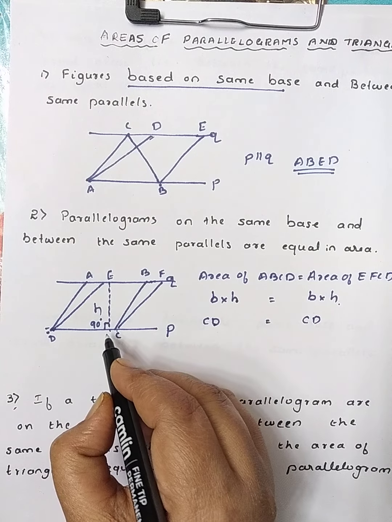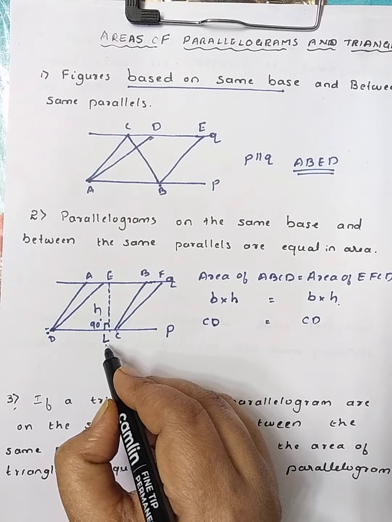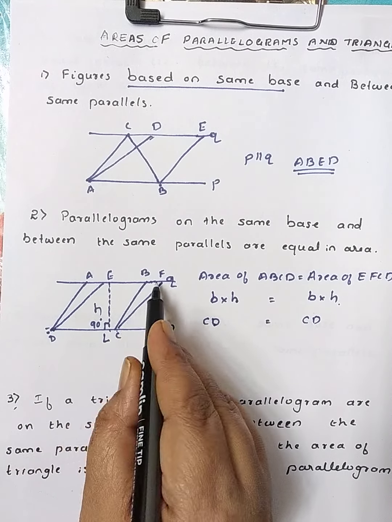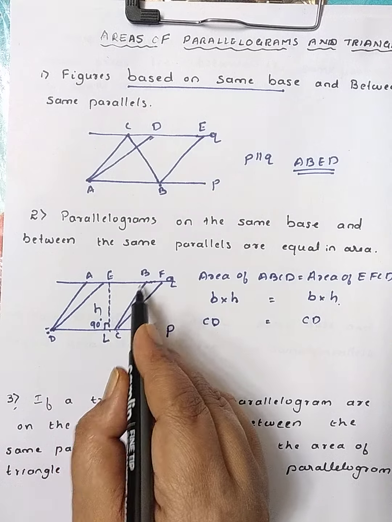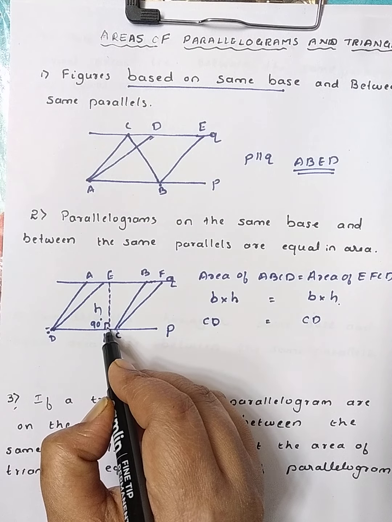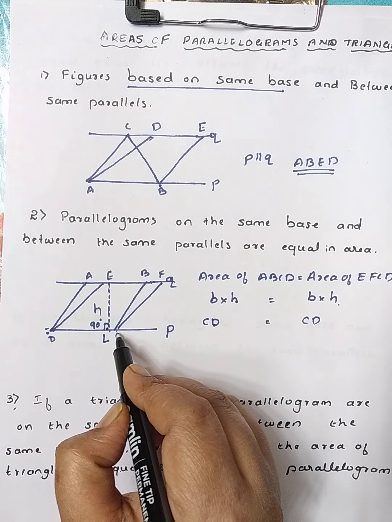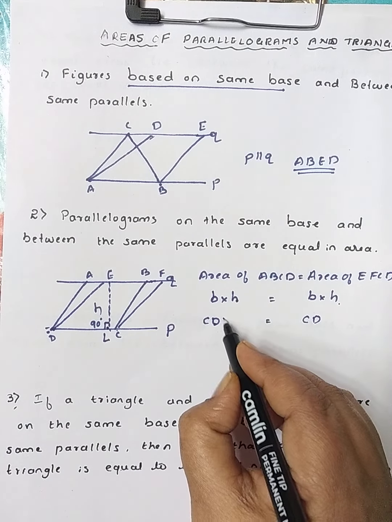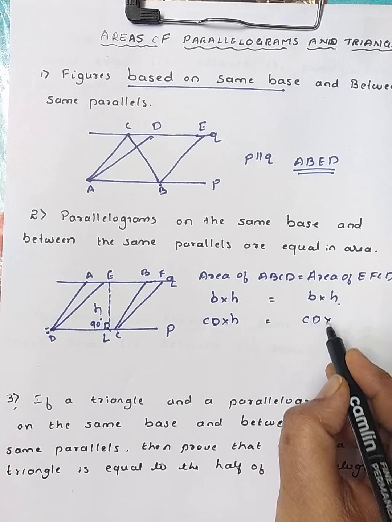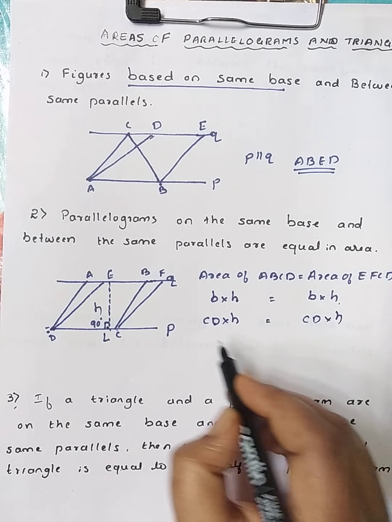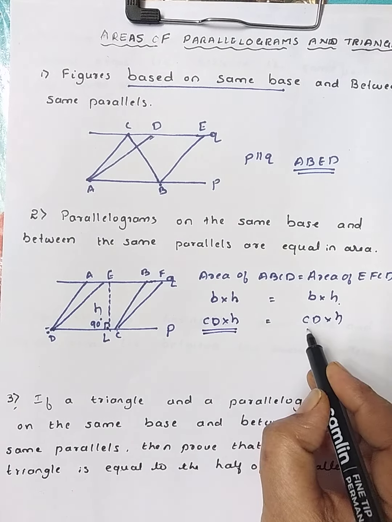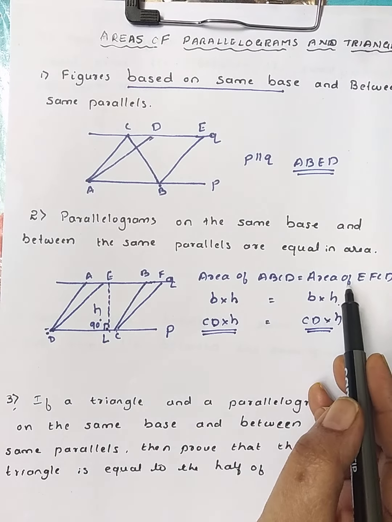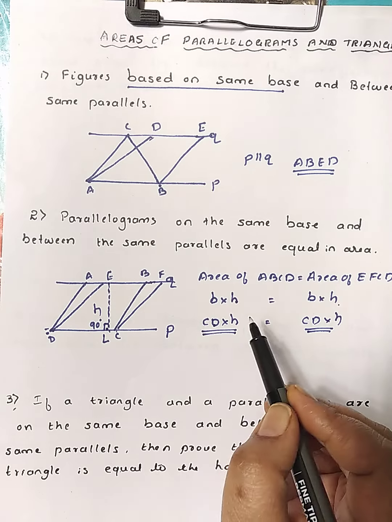Now coming to H, the perpendicular height. What is perpendicular? EL. Suppose EL or H, this H is the same for both parallelograms. For ABCD the height is the same, and for EFCD the height is the same, that is CD into H, CD into H. So these are the same. That is, the area of this parallelogram is equal to the area of parallelogram EFCD.